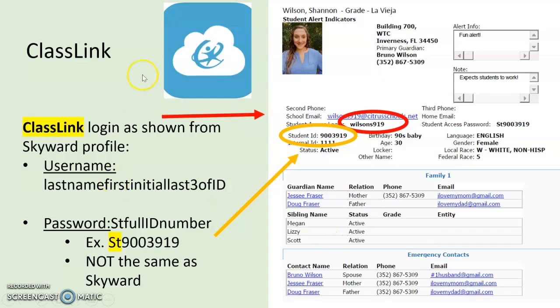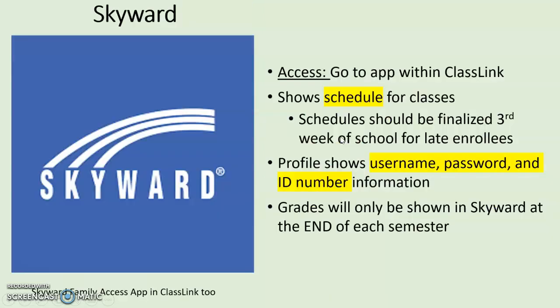So logging into ClassLink, you're going to use your last name, first initial, and the last three of your student ID. And your password, again, is going to be that capital S, lowercase t, and that full student ID.